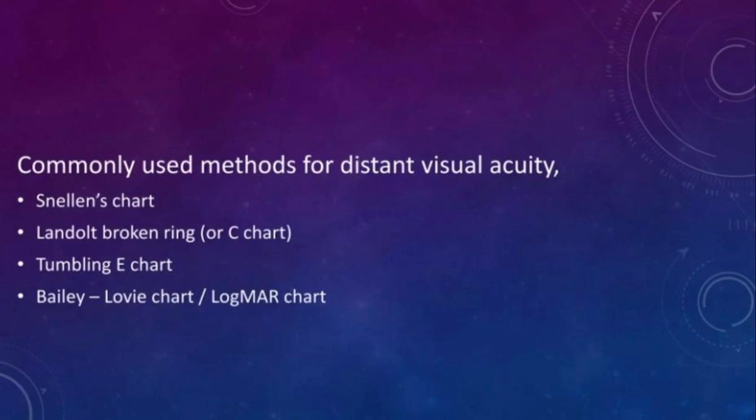Commonly used methods for distance visual acuity. The most commonly used methods for measuring distance visual acuity include the Snellen chart and the LogMAR chart. The Snellen chart has a standardized set of letters arranged in rows, typically viewed from 20 feet away. The LogMAR chart uses a standard set of letters with each row having a specific gap and each letter having a standard level of visual difficulty.